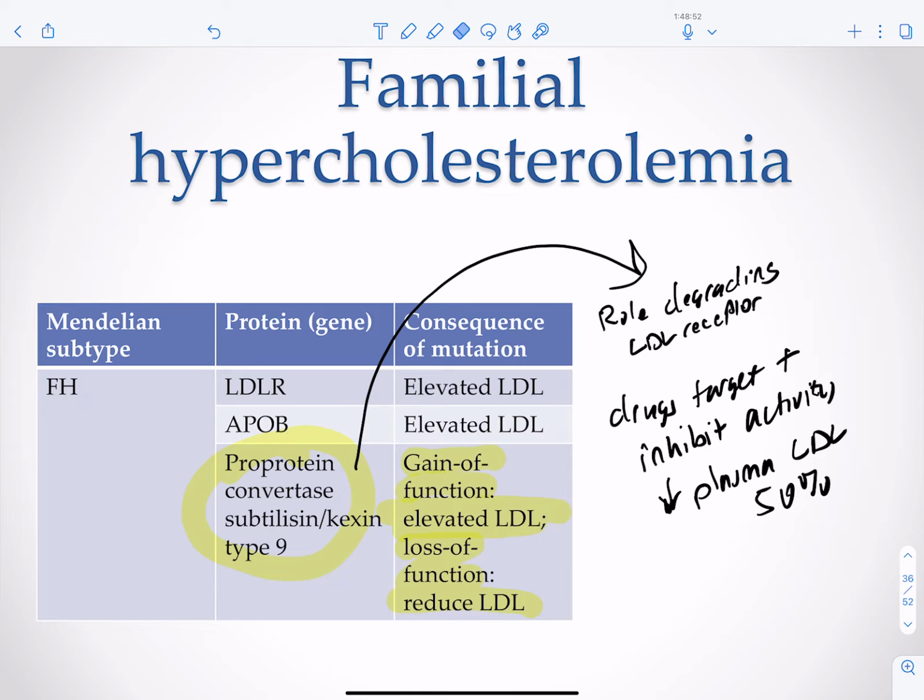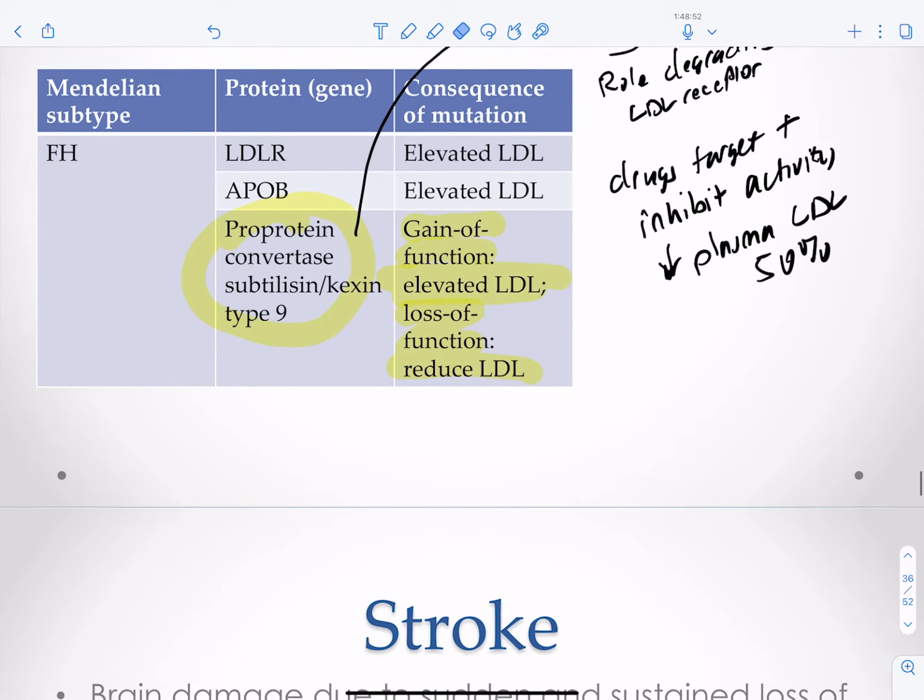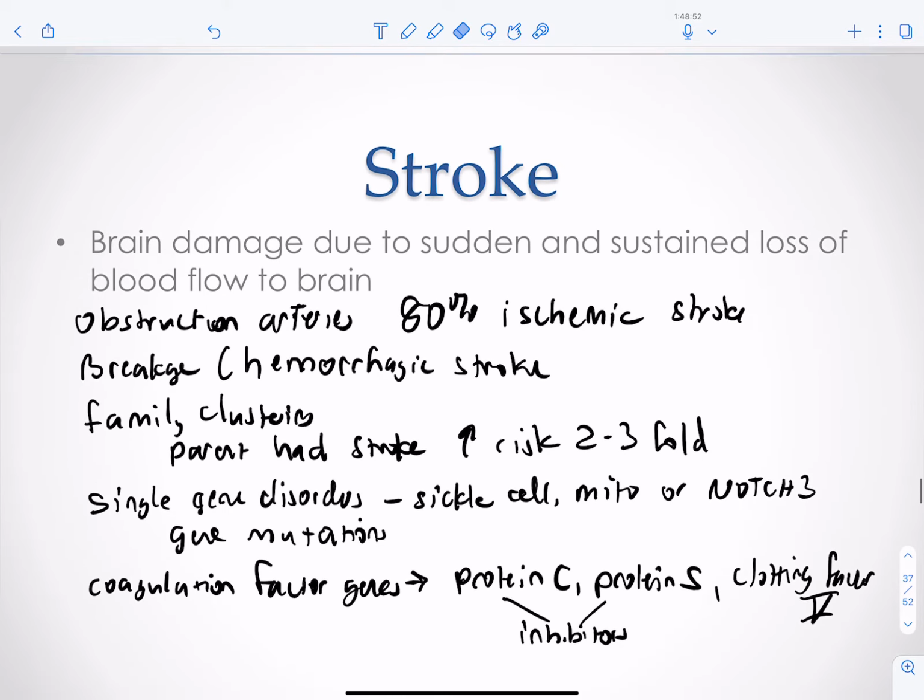So if you have a gain of function mutation, you're going to degrade your LDL receptors much faster, and so that's going to lead to an elevated LDL. If you have a loss of function mutation, it's going to degrade your LDL receptors slower, and so you're going to pick up more LDL, so you have reduced LDL in your circulation. So there are drugs that are targeting this particular protein to try to decrease the amount of LDL in the circulation, and they have been pretty successful at decreasing up to 50% of your actual circulating LDL.